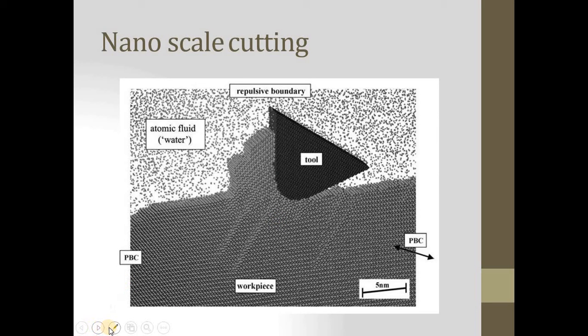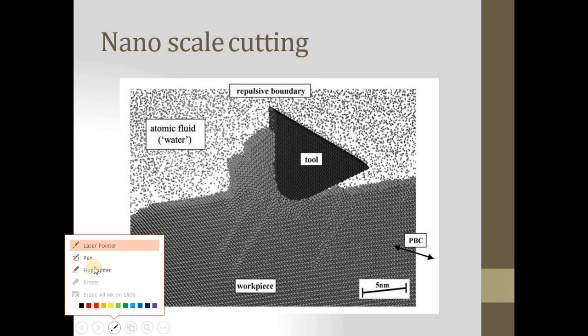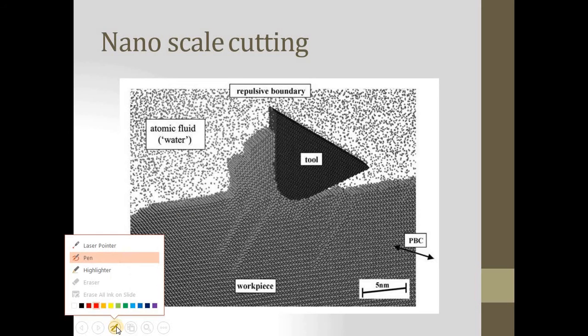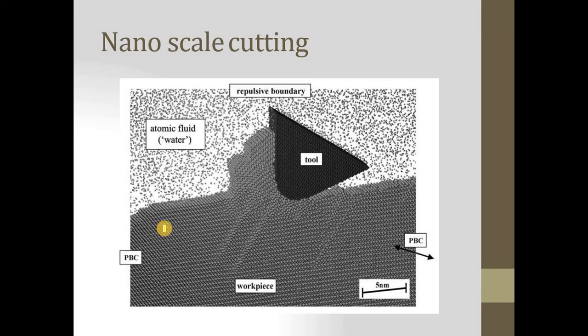So this is a generally nanoscale cutting. In this figure, you can see the areas with different crystal orientations are separated by lines and slip lines drawn for the identification of dislocations.